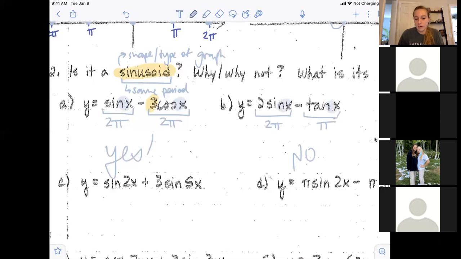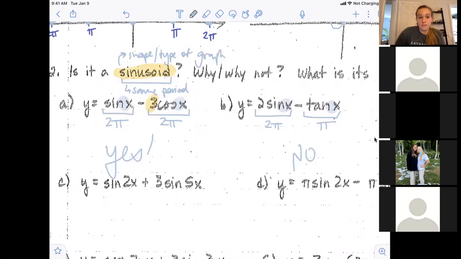Any questions so far? Wait, how? I don't understand why. So if they're the same, that's all. Like if they're the same, then it is a sinusoid or whatever it's called. But it doesn't matter if it's plus or minus or anything. Nope. All that matters is the periods. So if it's the exact same period, so the first two are both 2 pi, then yes, that's a sinusoid. The next one, they were not the same, so it is a no.